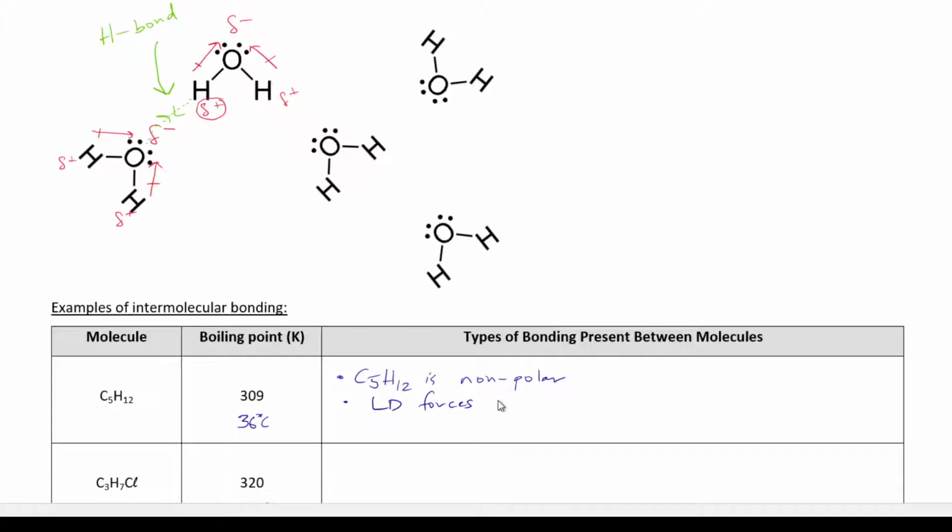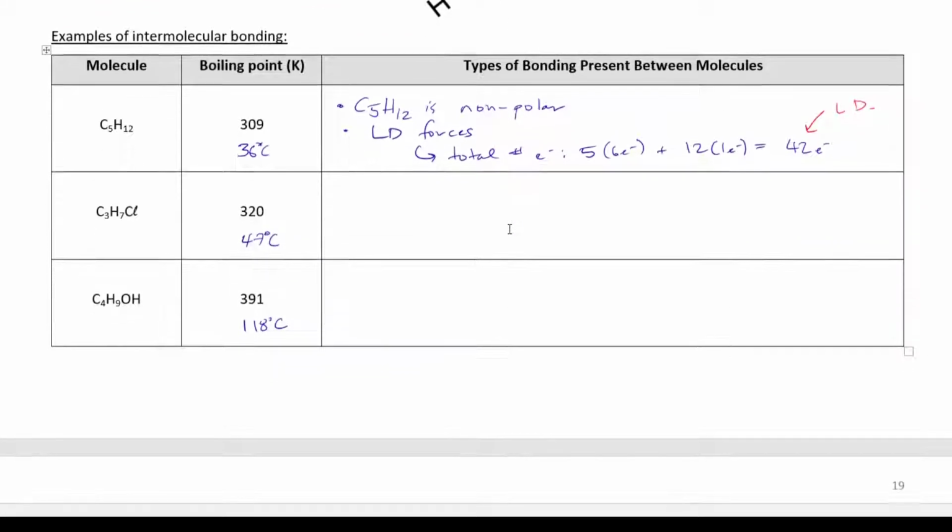And we can determine the strength of the London dispersion force by counting up the total number of electrons. Not just the valence electrons, but the total number of electrons. So we have 5 carbons, each with 6 electrons, plus 12 hydrogens, each with 1 electron, for a total of 42 electrons. So that is your London dispersion strength. There's 42 electrons present in that molecule, so that gives you a sense of the degree of strength of the London dispersion forces.